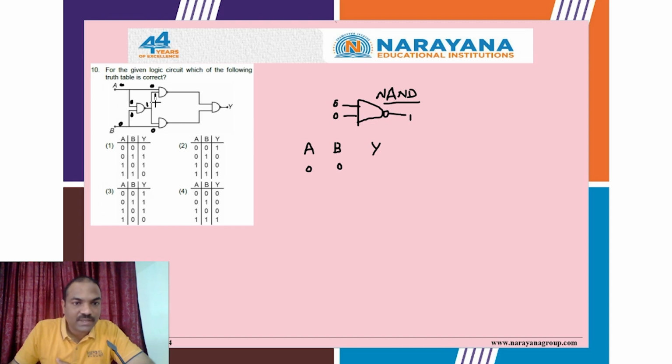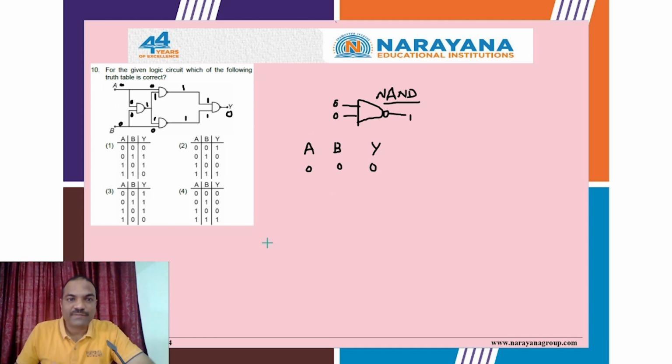So that means 1 0 or 0 1 will be the input for the second level of gates. Now 1 0 for the AND gate will give you 0. Now it will be 1. Same is the case here also, it will be 1. Now 1 and 1 will be the input for the last gate, which will give us 0. So for A0, B0, we are getting the Y value also 0.